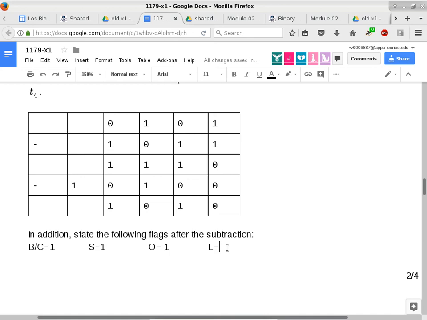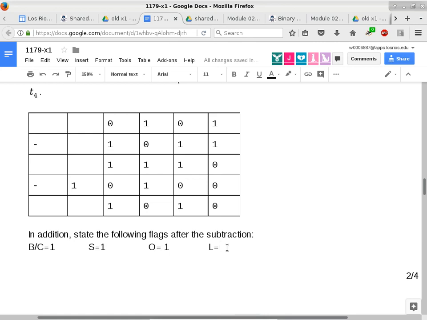Did I talk about the overflow flag basically saying the sign flag is lying? Yeah, there you go. So L is for lying. The overflow flag is saying whether the sign flag is lying or not. If the overflow flag is a 1, it means the sign flag is lying. If the overflow flag is a 0, it means the sign flag is not lying.